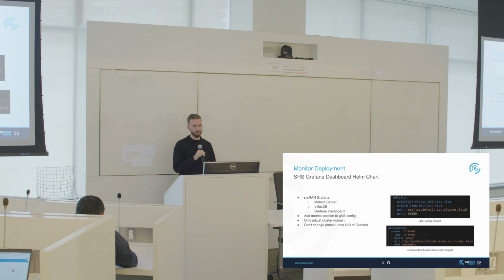And then you can adjust the values in the Helm chart, but I would say it's all pre-configured. The only thing that you need to adjust is the cluster domain, which in this case is cluster.local. You need to set this to whatever you have set in your cluster. And from there, you should be good to go. You can just deploy and use it.